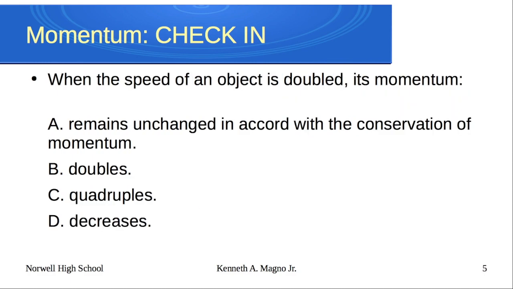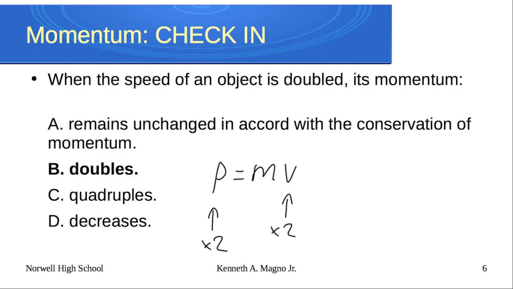Here's another quick check-in. When the speed of an object is doubled, its momentum remains unchanged in accordance with the conservation of momentum, doubles, quadruples, or decreases. And the correct answer is it doubles, because as we can see, p is equal to mv. So if v goes up by a factor of 2, the momentum would have to go up by a factor of 2.